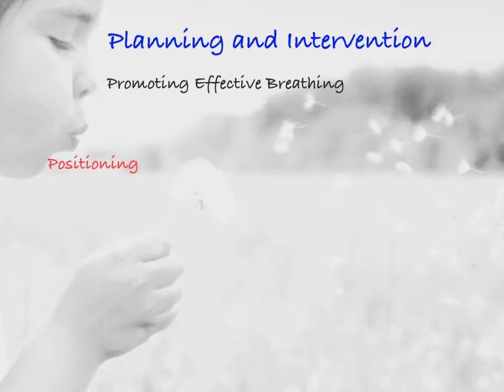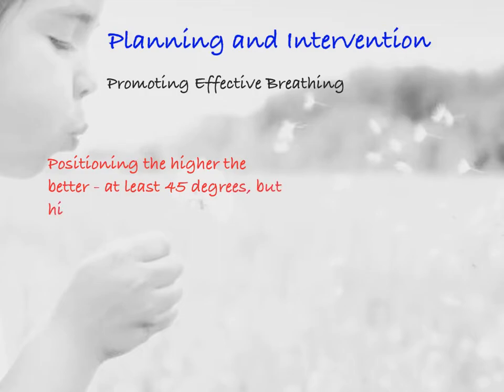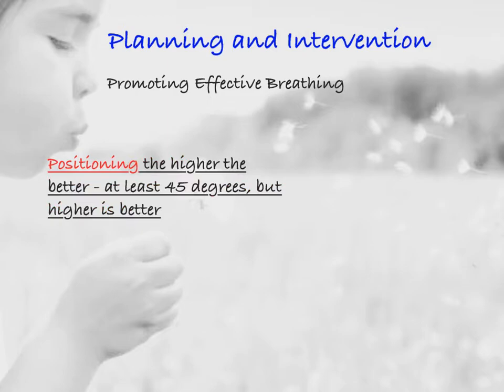Okay, so now we're going to talk about how to promote effective breathing. And the number one thing that a nurse can do, if you've got a patient who's having trouble breathing, who gets short of breath frequently, is positioning. And really with positioning, I'm going to point something out. The higher, the better. So at least 45 degrees, but really higher is better. An 80 or 90 degree angle is fine. But that is going to be one of your major interventions, is positioning.